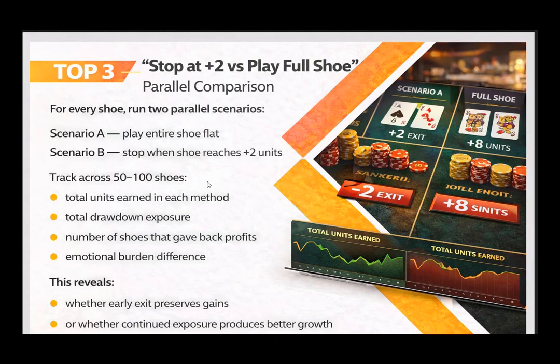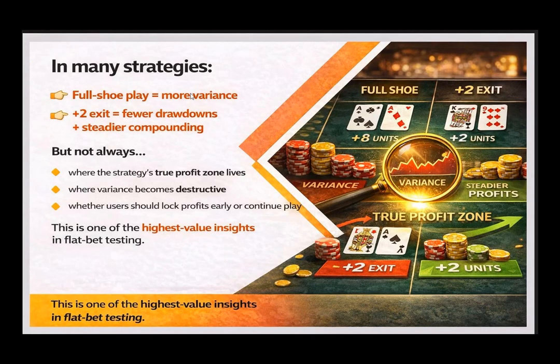Okay. All right. So let's continue. Scenario A, play entire shoe flat. Scenario B, stop when shoe reaches 2 units. Well, again, you could. I'm not going to say stop. In your testing, you just want to make note where you are and what happened after those points. Okay. And that way, even though it says stop at 2, you might learn that you could be stopping at 4 or 5. But you want to have to go through the data analytics.